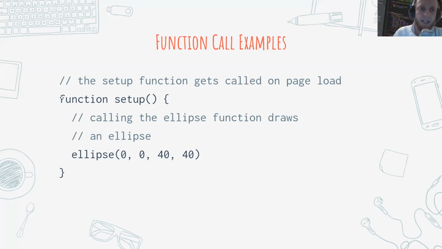So defining a function is when you write function setup and then you have the curly braces and you define which instructions belong to that function. And then calling the function typically happens when you just write its name. So in this case, ellipse, and then put in any parameters, 0, 0, 40, 40, to make the function work.